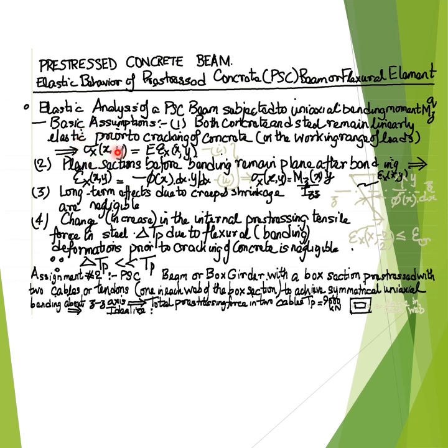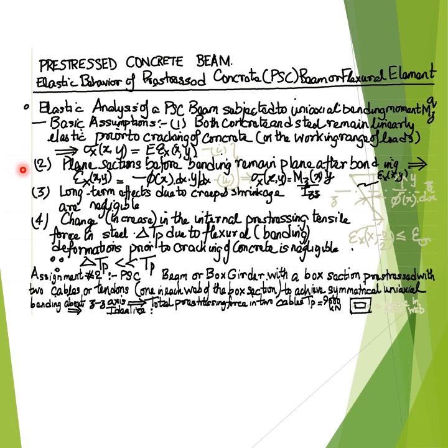Therefore, the normal stress sigma x at coordinates x and y in general is equal to the modulus of elasticity of the concrete times the normal strain epsilon x at the same general coordinates.